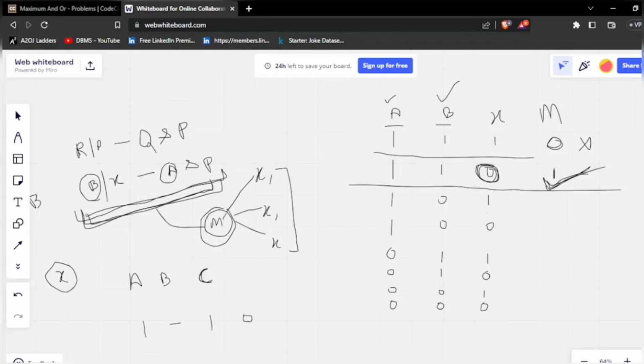So for 1 0 and x 1, we can get 1 as an output, and for this also we can get 1 as an output. So when we have a and b as 1 0 and 1 0, we have a choice. We have two choices for x: x can be 1 and x can be 0 also.